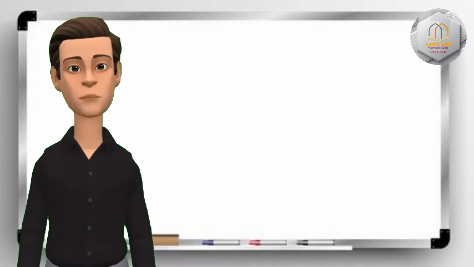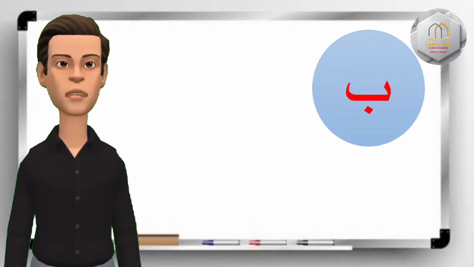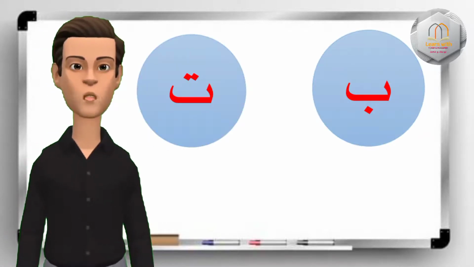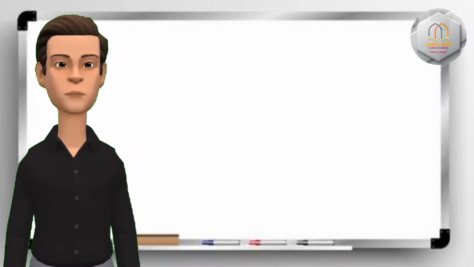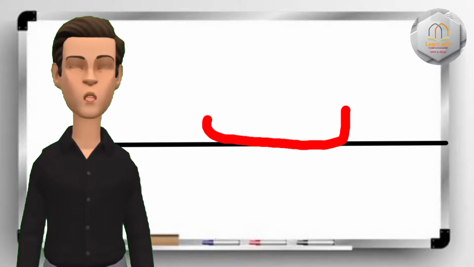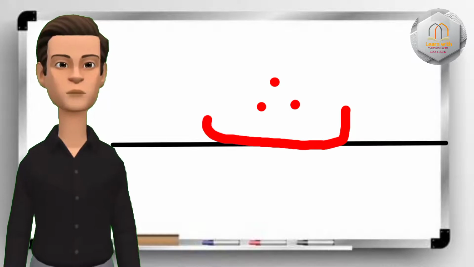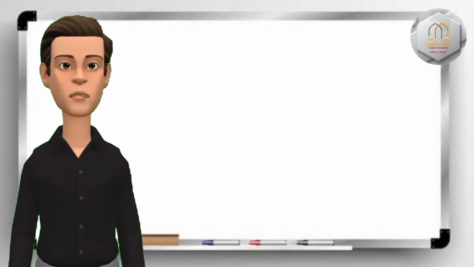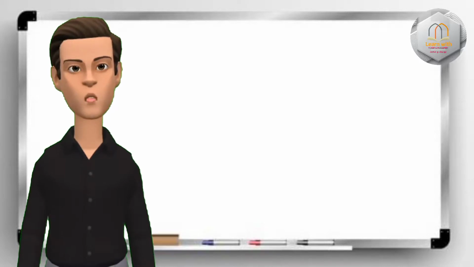Tha shares the same form with both the letters ba and ta, with a very simple difference. It also looks like a flat dish, but with 3 dots on top of it. In the following examples, we learn about the form of tha in different positions in the word.